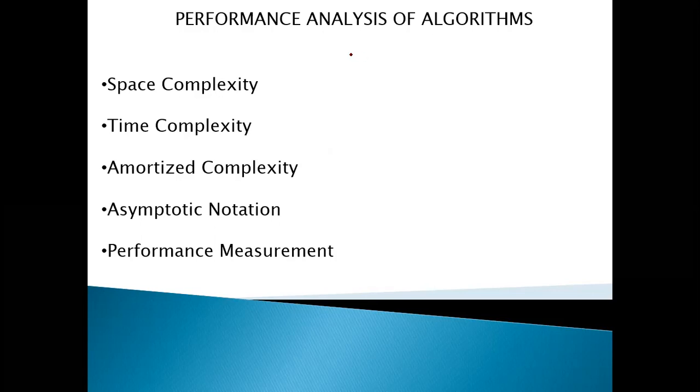The performance of an algorithm can be measured in the following ways: by calculating space complexity, time complexity, amortized complexity, asymptotic notations, and performance measurement. These are the five ways to mention this performance analysis.